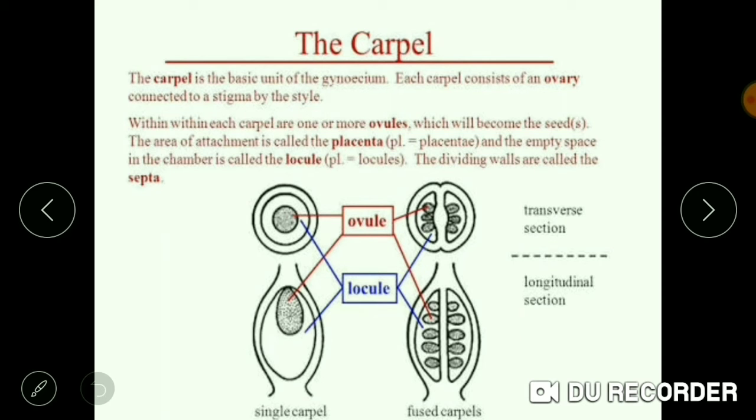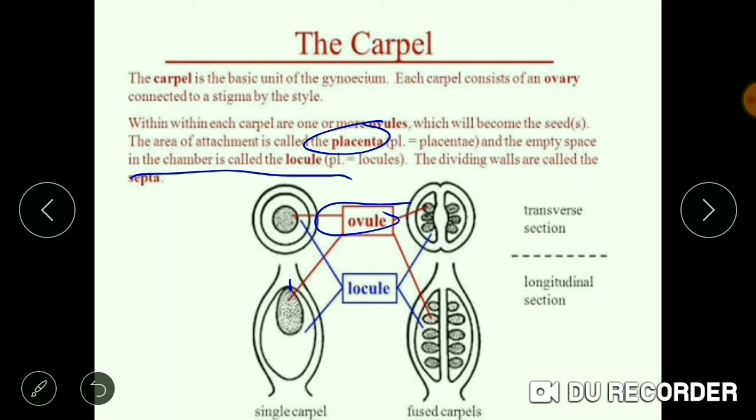Now we move on to the structure present within the ovary. Inside the ovary are present ovules, and these ovules are present in the chambers which are known as locules, as you can see. In each of the chambers these ovules are present. Now this ovule is attached at a point of attachment. This point of attachment is known as placenta. The area of attachment of ovule is known as placenta.